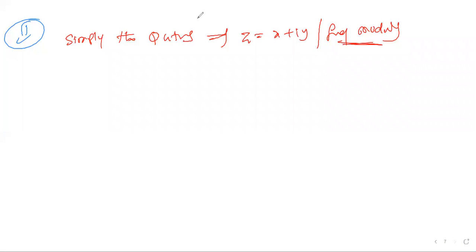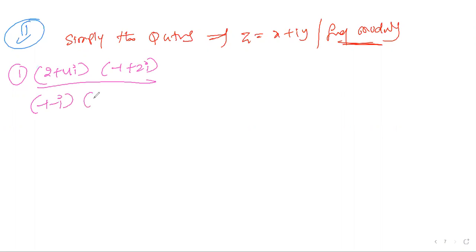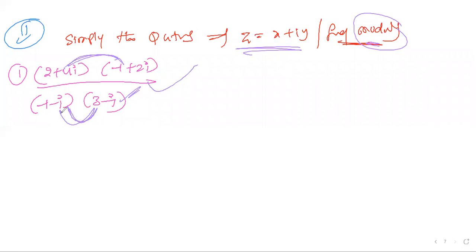First of all, your duty in the second bit. I'm just taking a first sample question. It is here: (2 plus 4i) into (minus 1 plus 2i) by (minus 1 minus i) (3 minus i). They're asking you to simplify the question, then find the modulus. First of all, you need to simplify this question. First you multiply the numerator and you multiply the denominator.